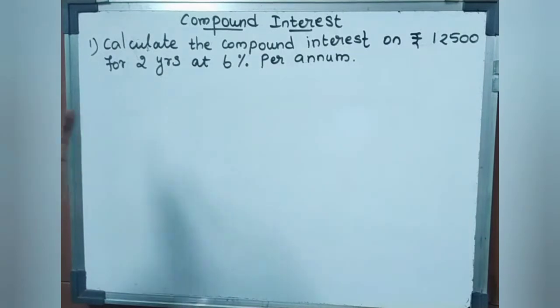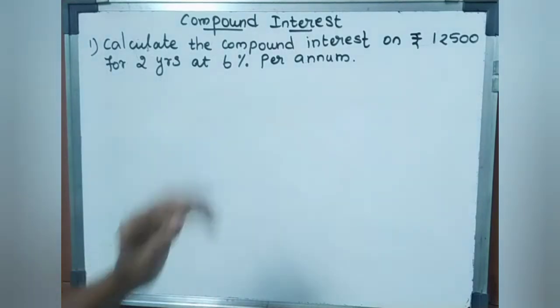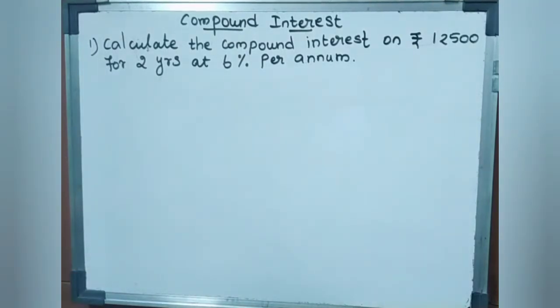Welcome back. Today I'm going to give you one example to find compound interest. The question is: calculate the compound interest on rupees 12,500 for 2 years at 6 percent per annum. There are two ways to find the compound interest: without using the formula and with the help of the formula.